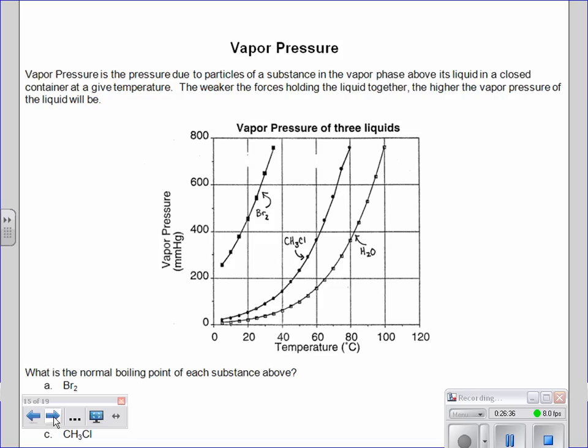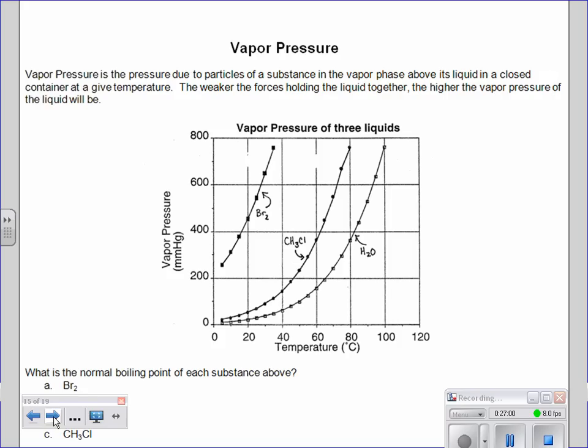And then we can look at something known as vapor pressure, and it tells us up at the top what that is. It's the pressure due to particles of a substance in the vapor phase above its liquid in a closed container at a given temperature. And the weaker the forces holding the liquid together, the higher the vapor pressure of the liquid. So really what we're thinking about is that interface again between the gas and the liquid.